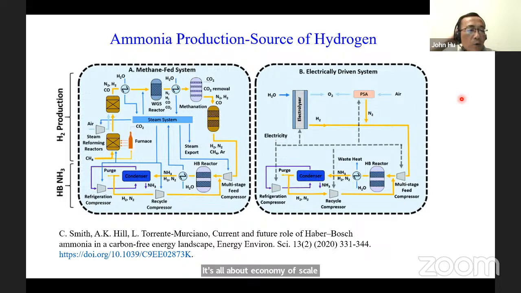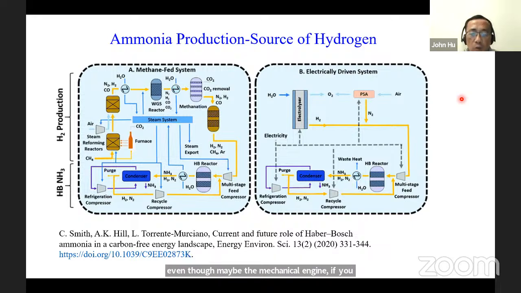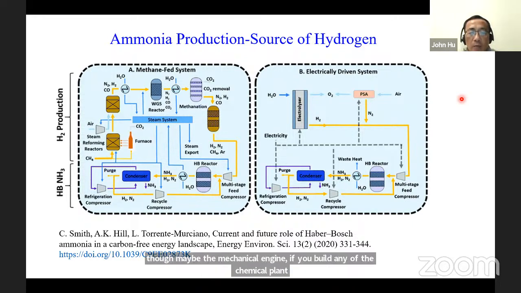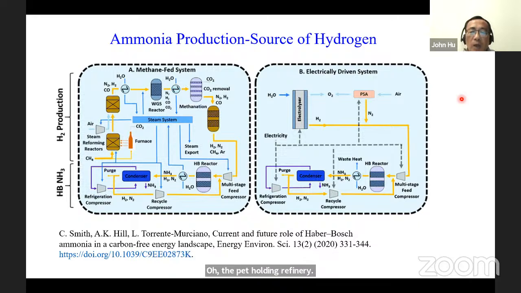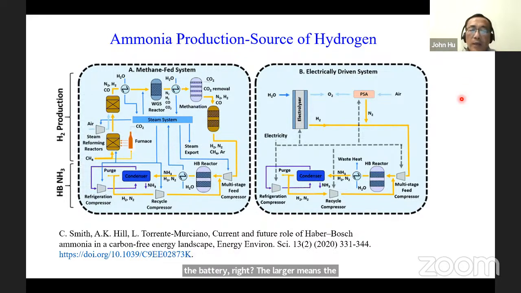If you learn chemical engineering, or even mechanical engineering, if you build a chemical plant or a petroleum refinery, why do people try to build larger? Because of economy of scale. The larger, the better, all right? Larger means the per-unit production cost is smaller. So now, to scale up the electrolyzer to match today's Haber-Bosch is a challenge. I think that student made a very good point.